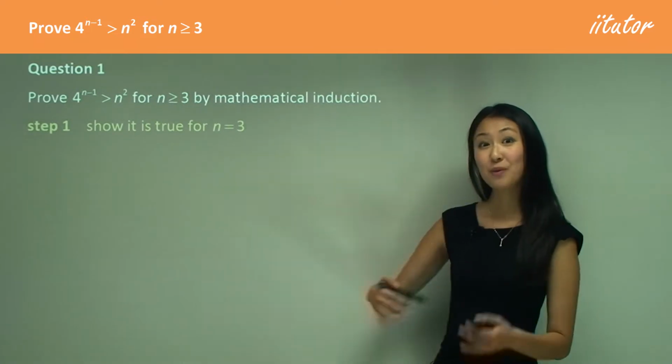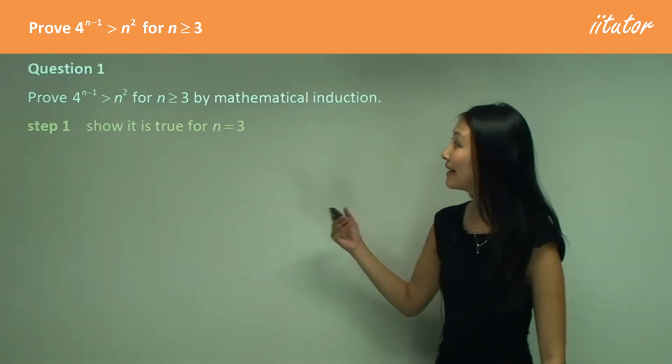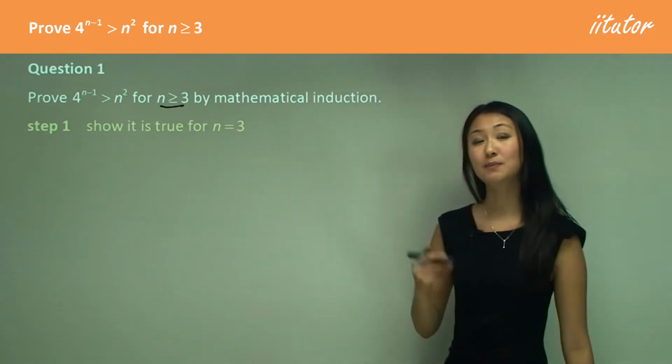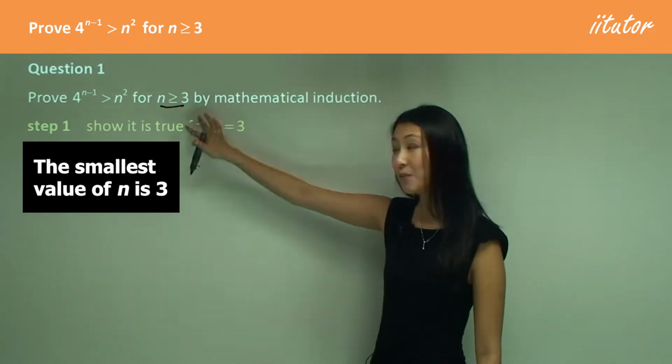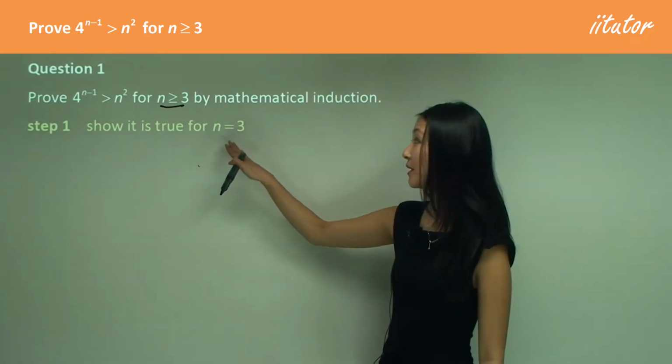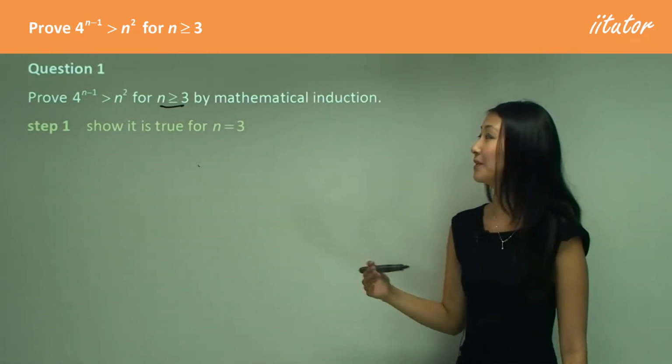In step 1, we're used to using n equals 1, but here it specifies that n must be greater than or equal to 3. So we want to use the smallest number in that, which is n equals 3. So we want to show it's true for n equals 3.